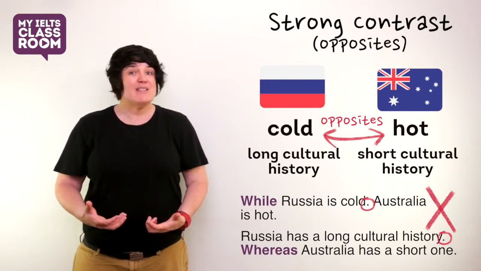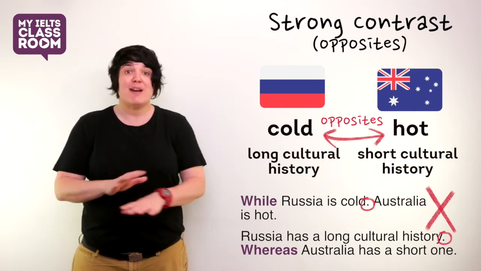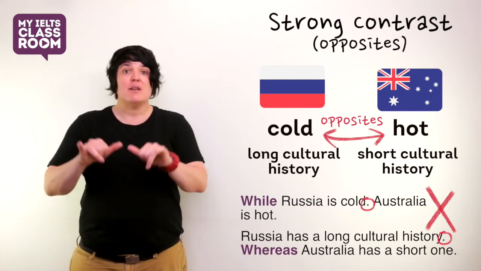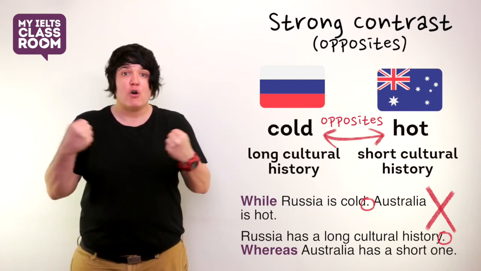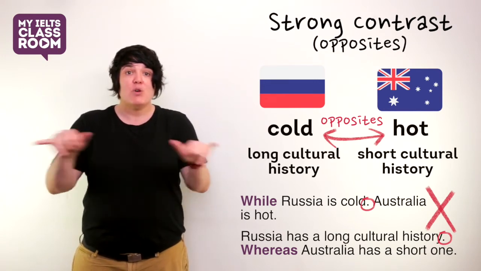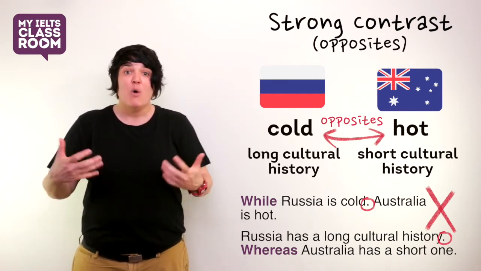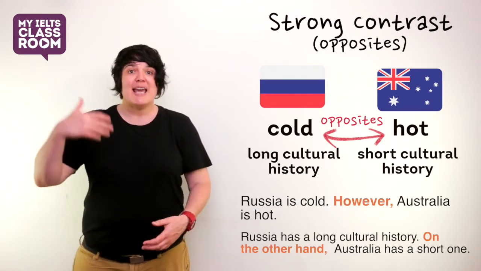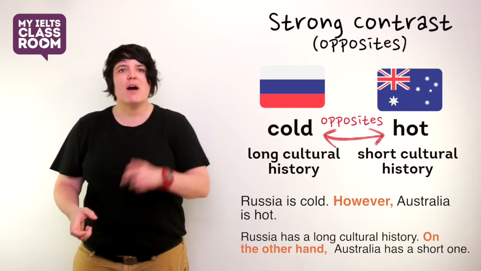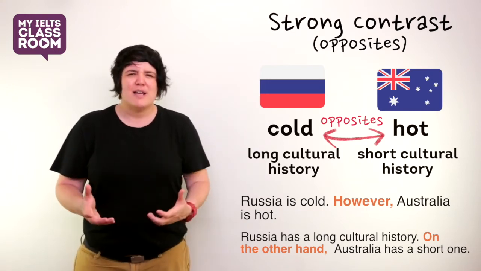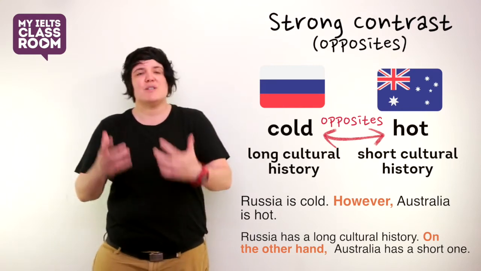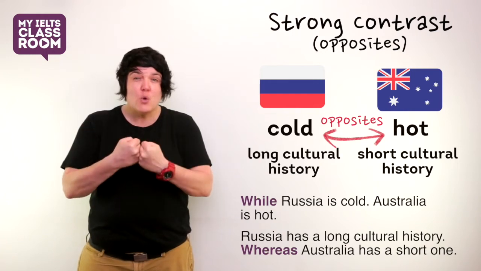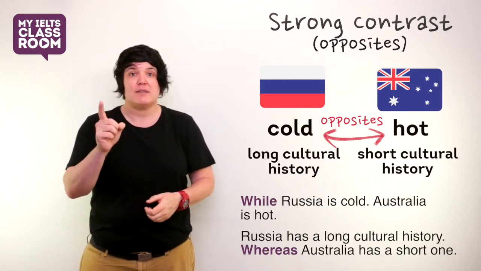Unfortunately, though, we don't have in English any transition signals that we can use to join separate sentences and show strong contrast. So here, if we wanted to separate our sentences, we would have to use however or on the other hand. Australia is hot, stop, however, Russia is cold. All I'll say though is that usually we don't want to separate these sentences. Usually it's enough to contain two clauses inside one sentence.